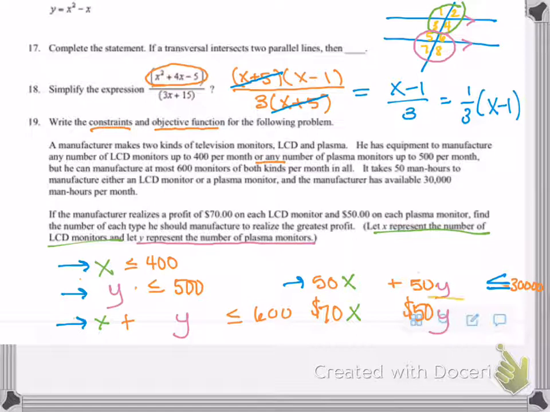This one right here is going to help us set up our objective function, because our objective is to make profit. So $70 for the LCDs plus $50 for each plasma is going to equal our total profit. So that's how we learn to do these. It's helpful if you summarize as you read, and since this will be multiple choice, you'll be able to look at the answers and eliminate them as you go.